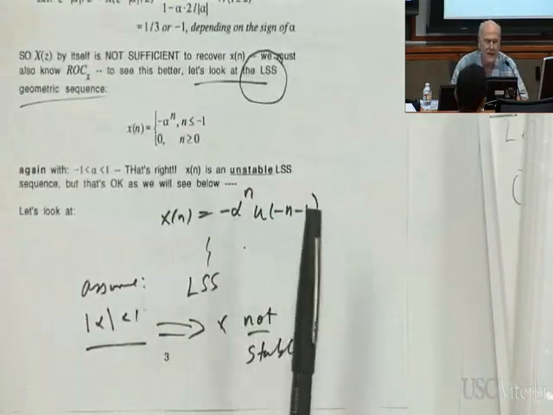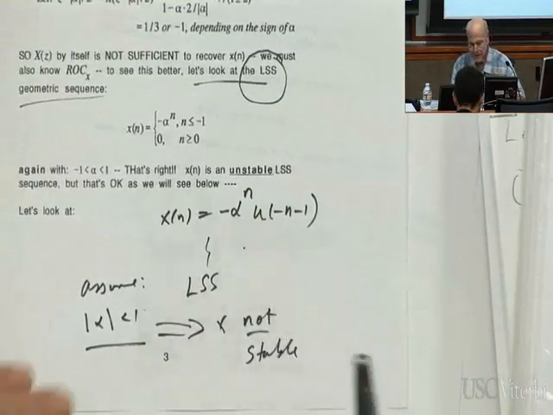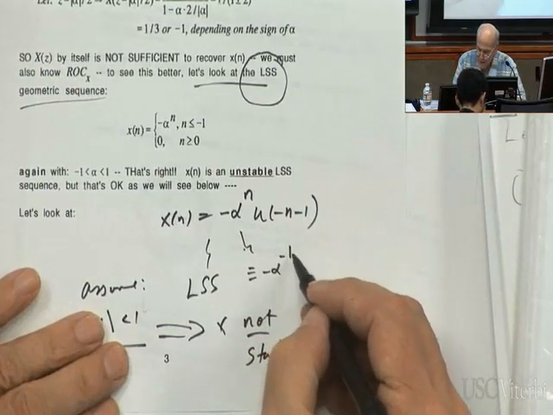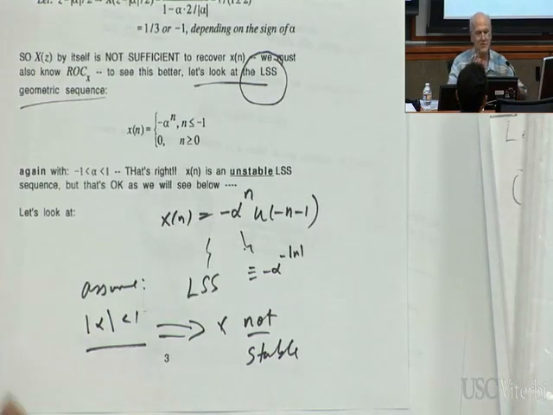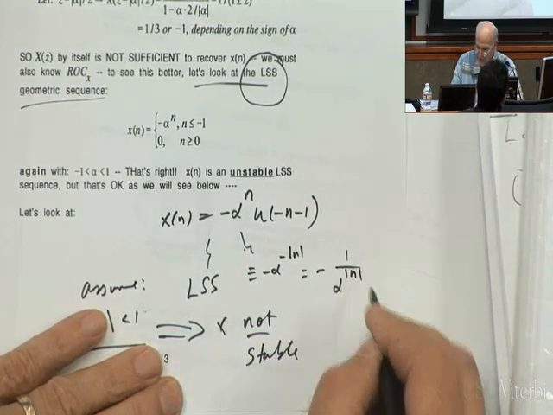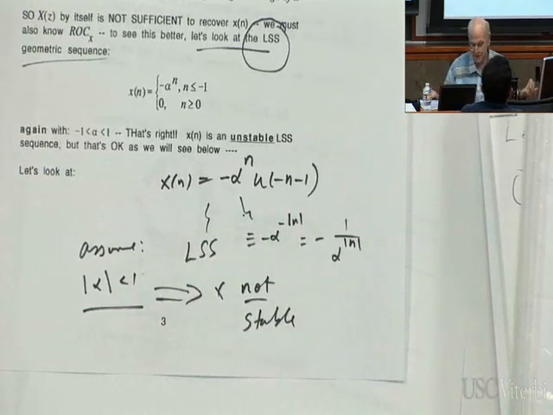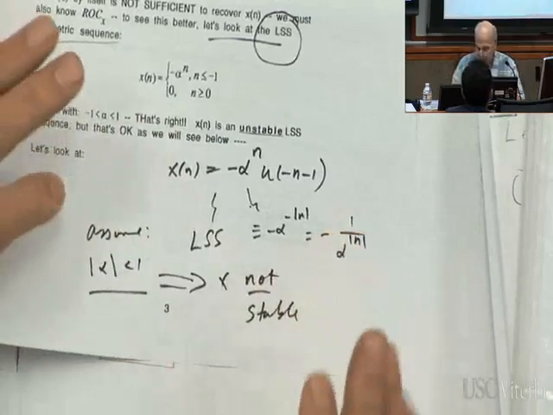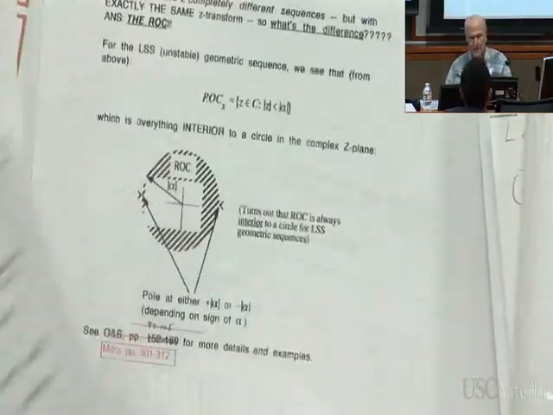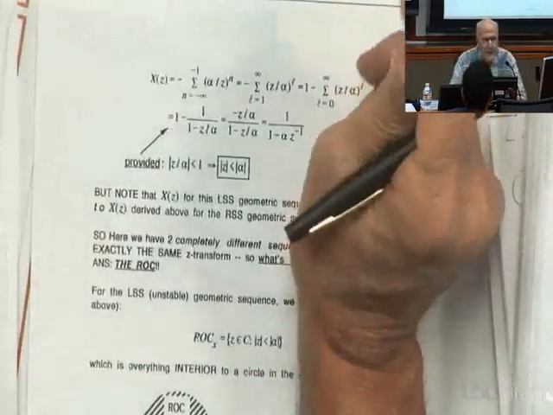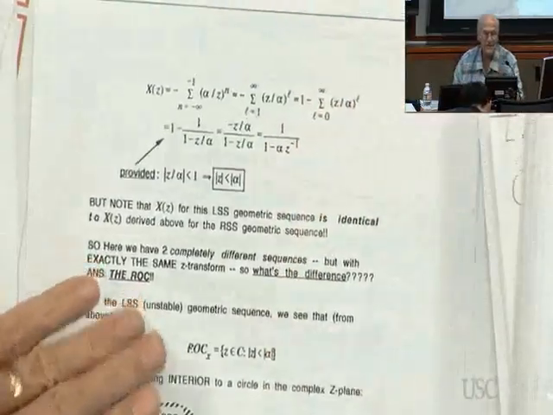Because n here is only negative. So what you're doing is computing really, this is really equal to minus alpha to the minus absolute value of n, see? Or equal to minus 1 over alpha to the magnitude of n. So you can see that if the magnitude of alpha is less than 1, then 1 over alpha is greater than 1, this thing's just going to blow up, okay? So this means that the sequence itself is not stable. But that doesn't stop us in terms of the z-transform, as we see. We just have to determine the appropriate region of convergence. But I'm going to show you something that will surprise you with this.